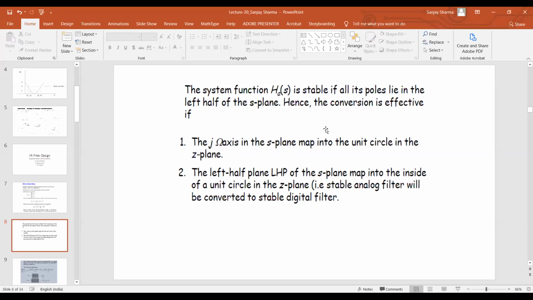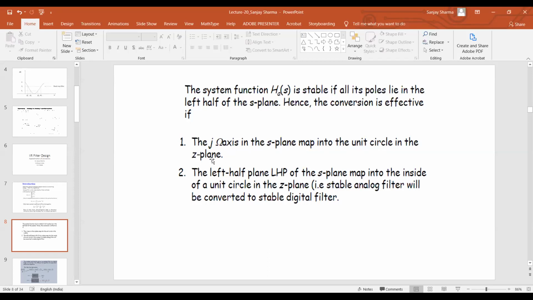Sigma is responsible for the transients in the system, to study the transient behavior of the system. That is the j omega axis in the S plane. How do we convert from the S plane to the Z plane? We take this j omega axis and join its endpoints to form a circle that we call the unit circle. That means the j omega axis in the S plane maps into the unit circle in the Z plane.